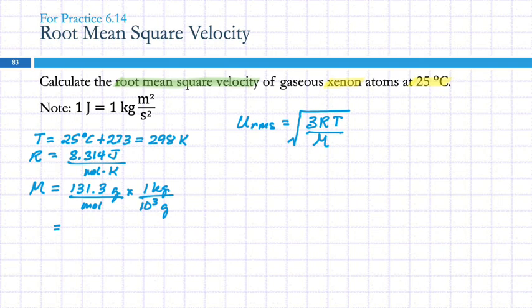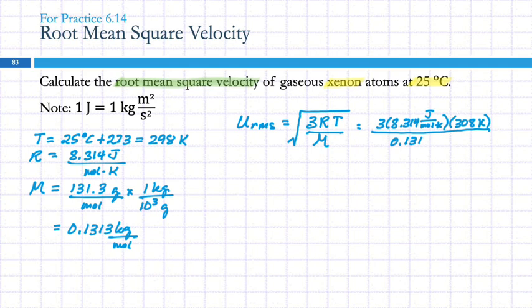So that's going to be 0.1313 kilograms per mole. Now we can plug these numbers into our equation. We've got 3 times 8.314 joules per mole Kelvin times the temperature, divided by this molar mass, and it's the square root of the whole mess.